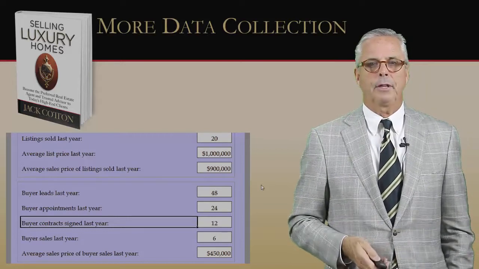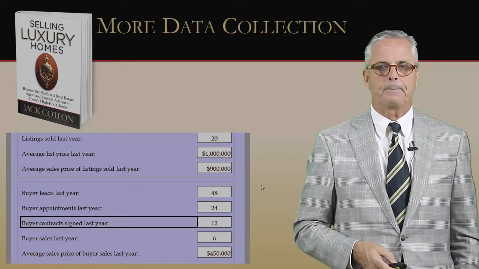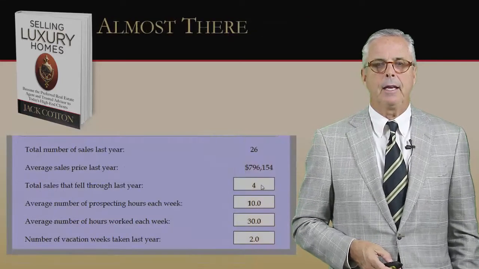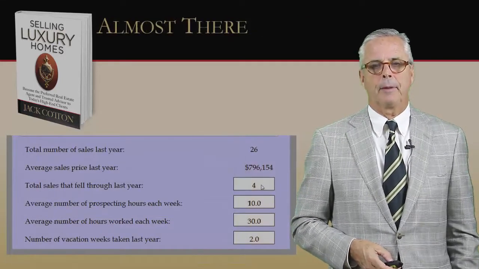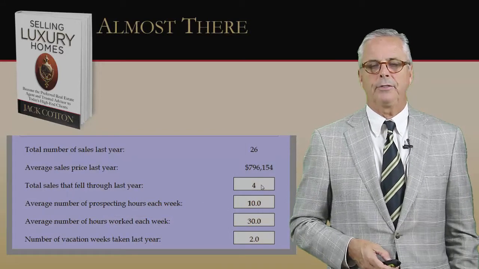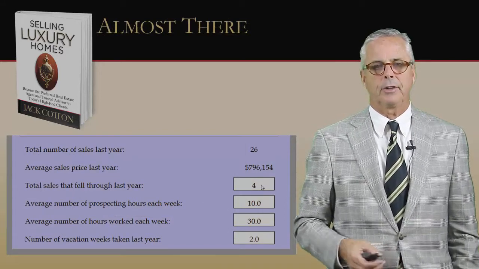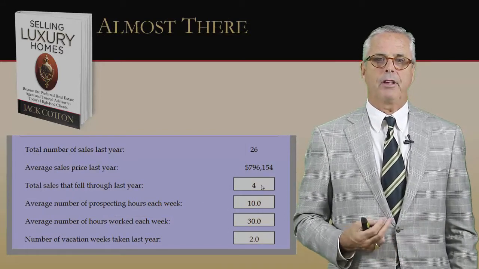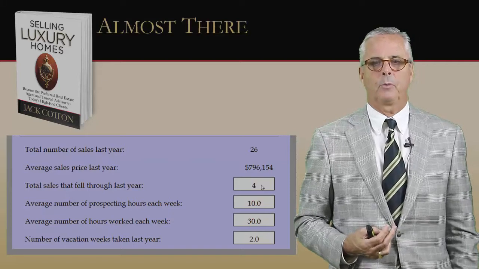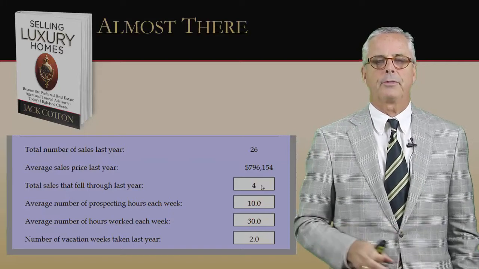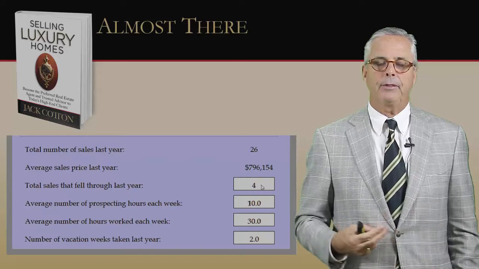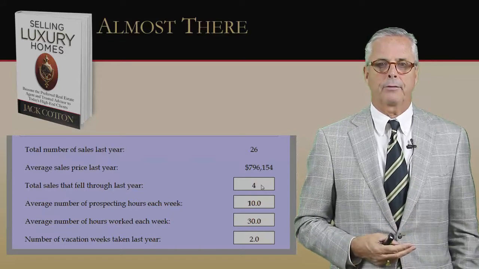Again, only fill out the white boxes. Everything else is automatic. In fact, you can see in this example, a couple of numbers auto-calculated. You had 26 transactions last year, according to this sample data, and the average sales price was $796,154. Those are numbers that automatically calculated based on the numbers you filled in on those white boxes.